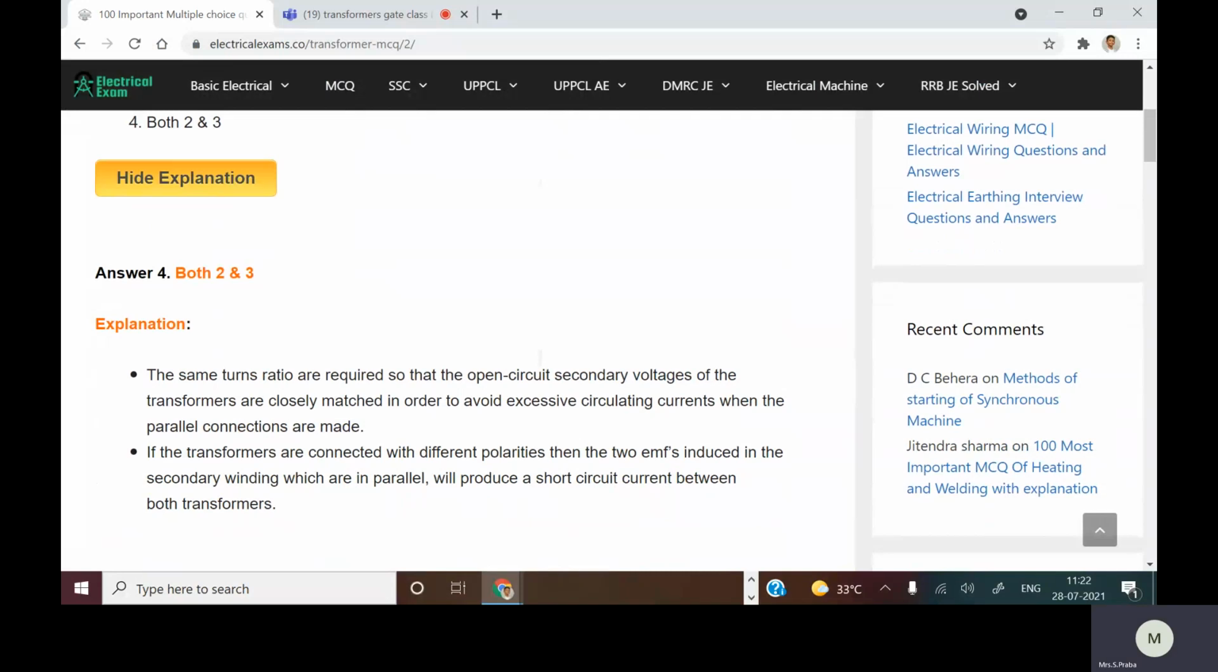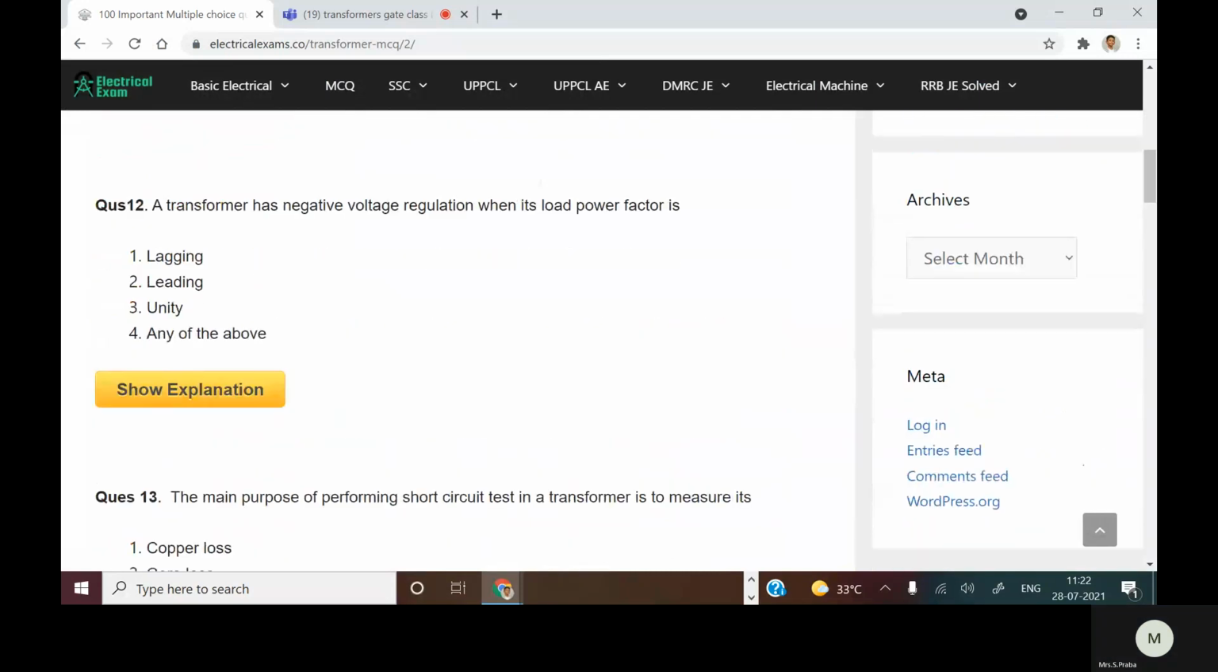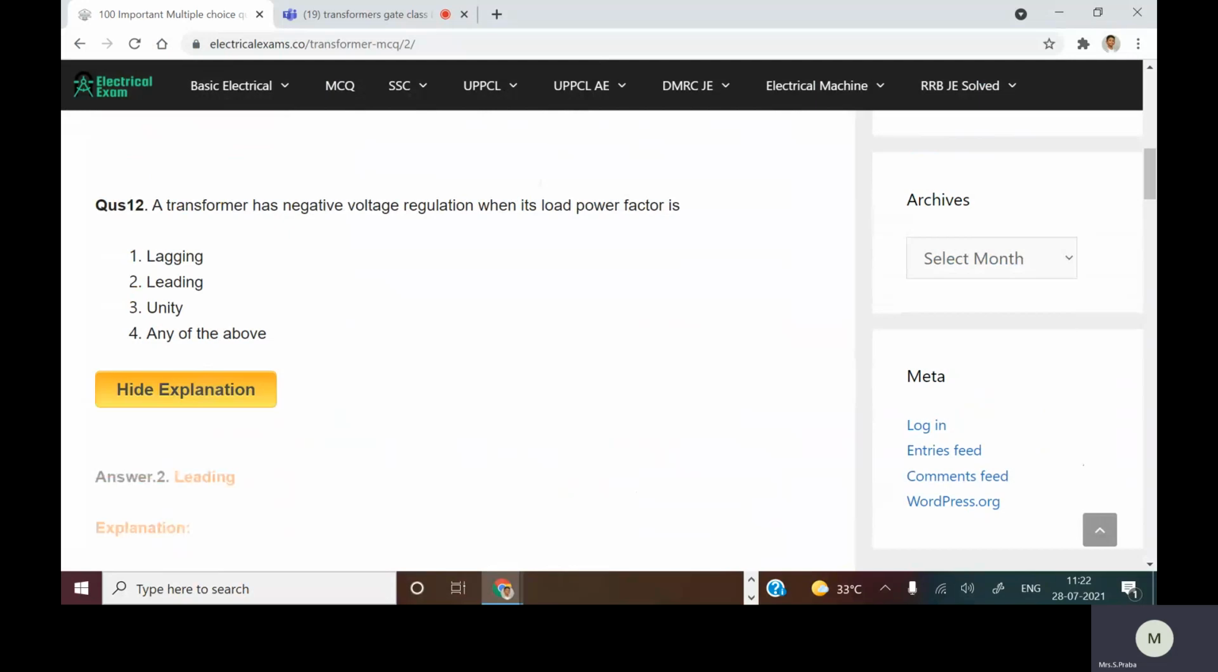We'll move on to the next question. A transformer has negative voltage regulation when its load power factor is: lagging, leading, unity, or any of the above. What will be the answer? Leading. Why is it leading?